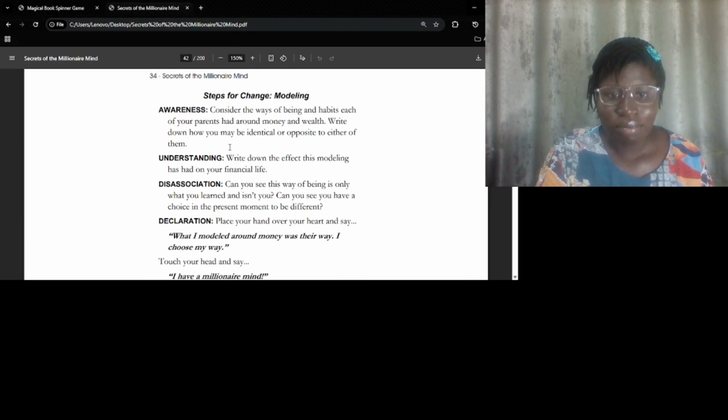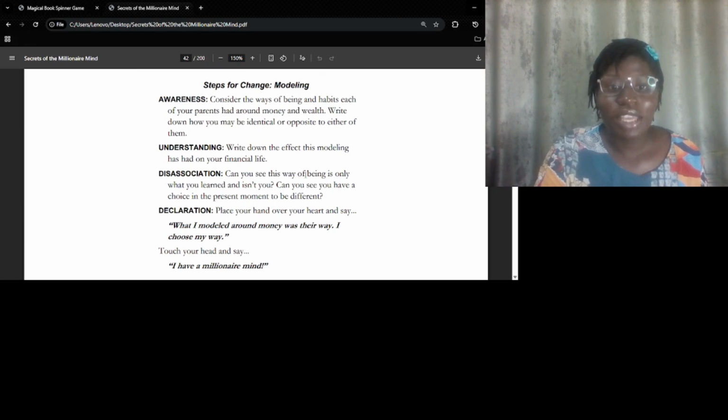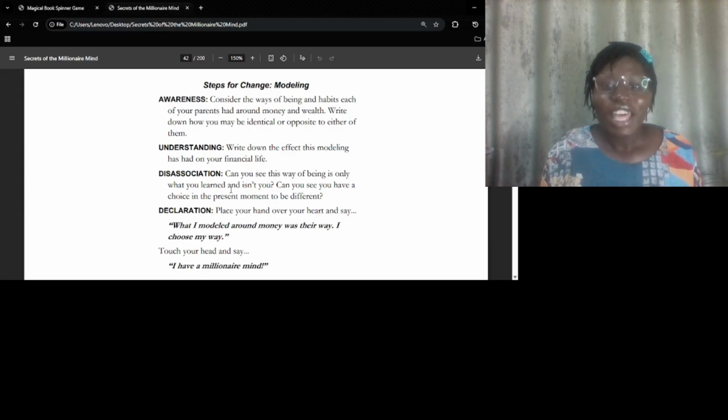Look at this association. Can you see this way of being is only what you learned and isn't you? You just learned it, so meaning you can actually unlearn it. Can you see you have a choice in the present moment to be different? Wow, I think I like this. Actually, I'm going to try giving an example.